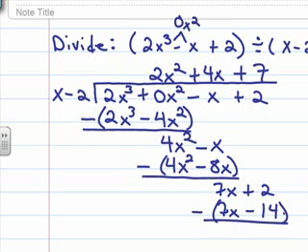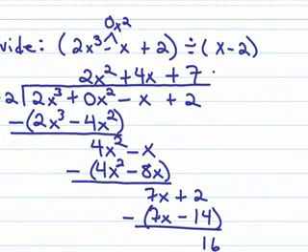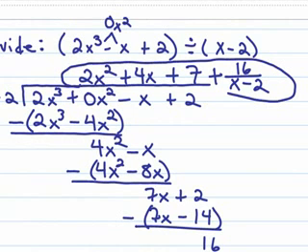So 7x minus 7x cancels. 2 minus negative 14 is a positive 16. Now, 16 is going to be our remainder. Had that been a 0, then this problem would not have had a remainder, and this at the top would have been your final answer. But since it does have a remainder, the way you treat that is you're going to put plus 16 over x minus 2. And that is going to be your final answer using long division.